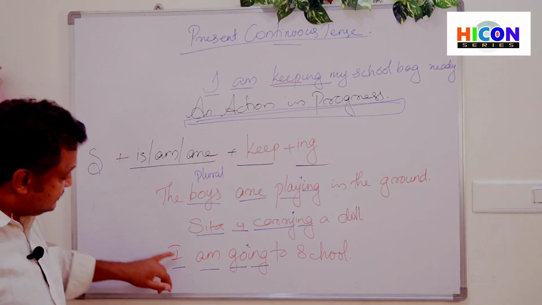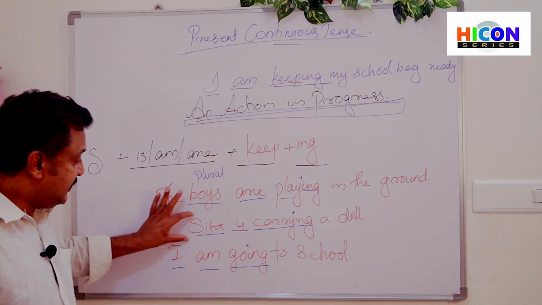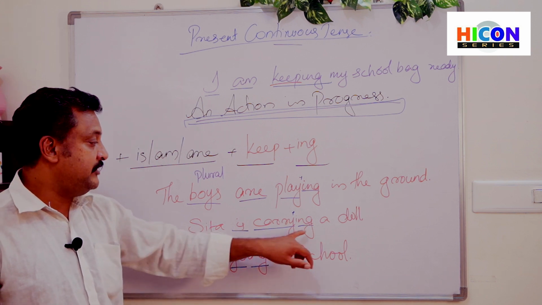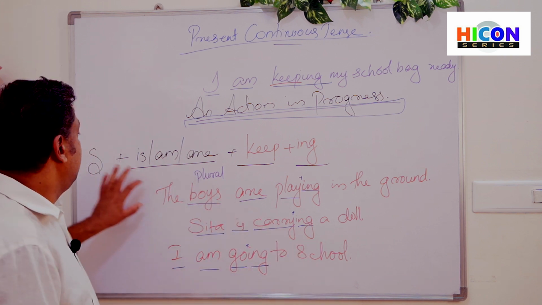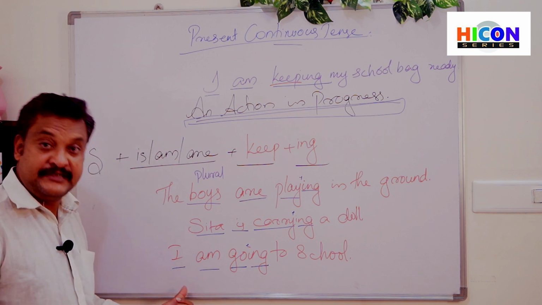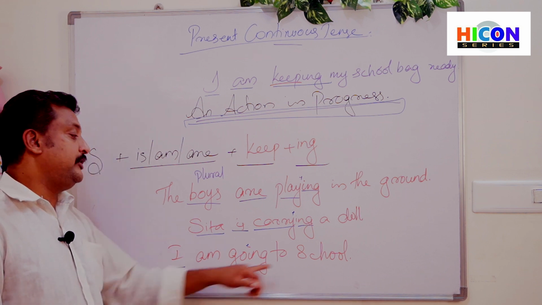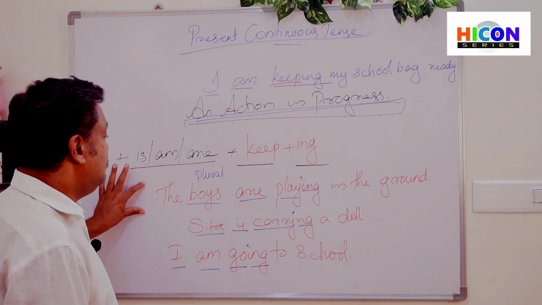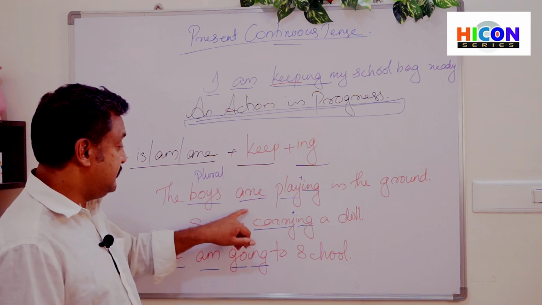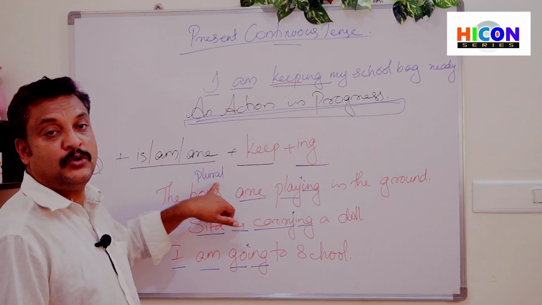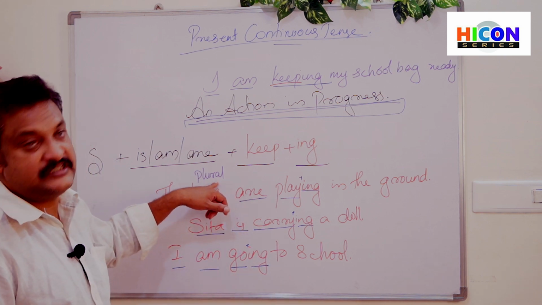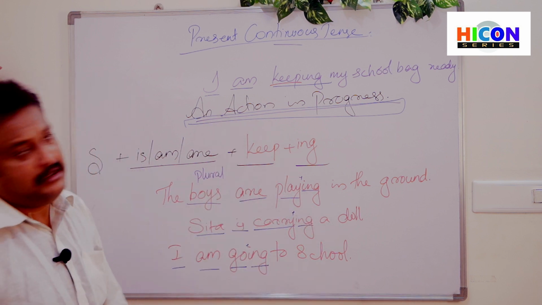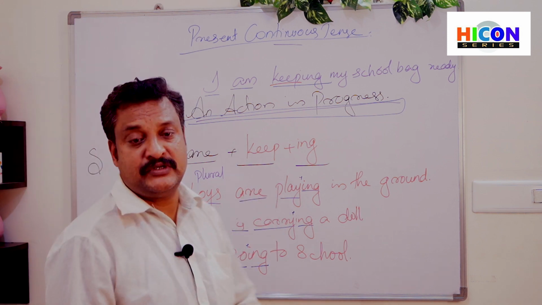Is is used when the subject is singular. Sita is a singular subject, so we used is here. Carry is the verb, we added ing along with that. Am is used when I is used as a subject. I am going to the school. Go is the verb to which we added ing. The boys are playing. Are is used because the boys is a plural common noun. Play is the verb to which we added ing. Okay, so this is present continuous tense.